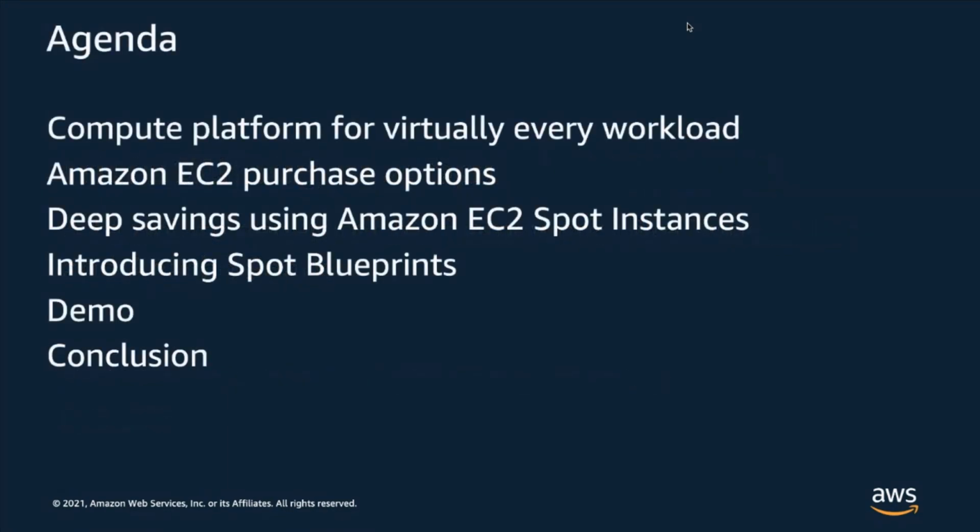So for our agenda, we have a few items we'll be going through. We'll talk about how AWS provides a compute platform for virtually every workload. We'll dig into that a little bit and understand what that means. And we'll talk about Amazon EC2 purchase options. And then we'll talk about the deep savings available to you by using Amazon EC2 Spot instances. And then we'll get into the meat of this, which is introducing Spot Blueprints, and we'll understand what Spot Blueprints are, how we can use them.